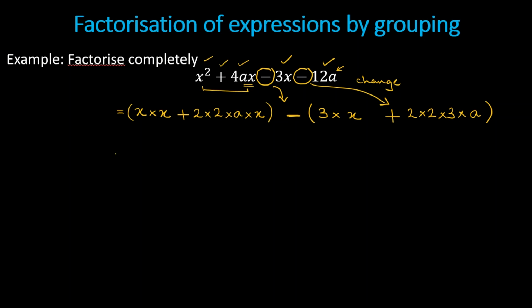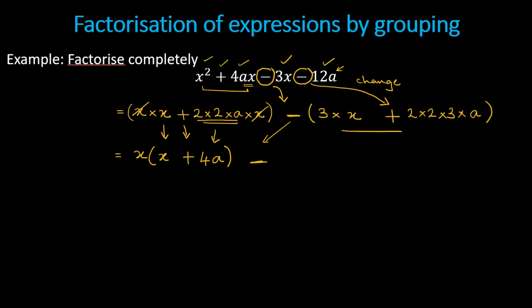Okay, now we take out the common factor for the first pair of brackets here. What is the common factor? Common factor is simply x. So we are left with x plus. Now what is 2 times 2 times a? 2 times 2 is 4. Then you write down a. Okay? 2 times 2, 4 times a. You include the a. Minus. Write down minus, of course.